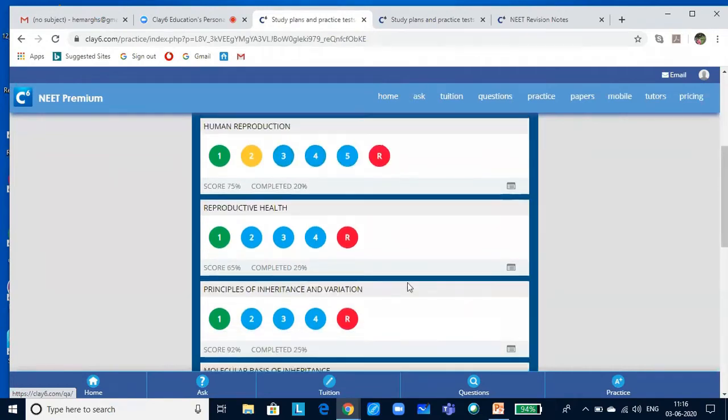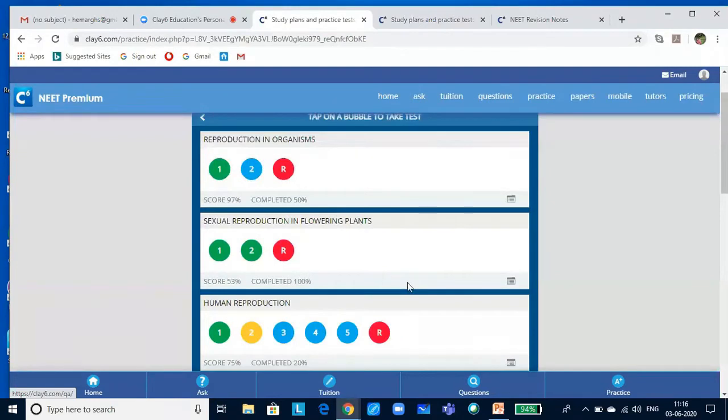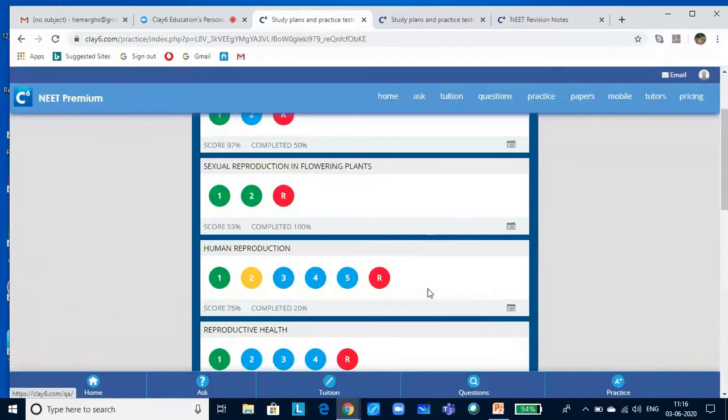Now, if you look at the chapters, each chapter has a varied number of tests, and this is decided based on their importance in the NEET exam and also the complexity of the topic. Once you have completed all the tests, you can take a red bubble test, that is a randomized test, wherein questions of different difficulty levels will be asked, and it will also help you analyze whether you have understood the concept and are able to apply it.